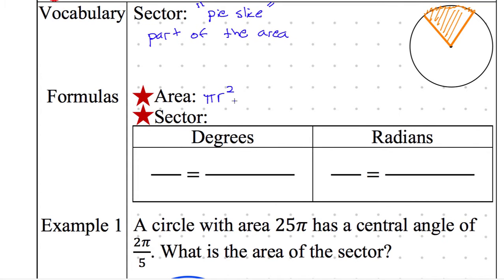All right, so sector. To find the sector area, there are 2 different ways of doing it depending on what type of central angle I give you. Again, when we're talking about angles, we can be talking about degrees, or we can be talking about radians.